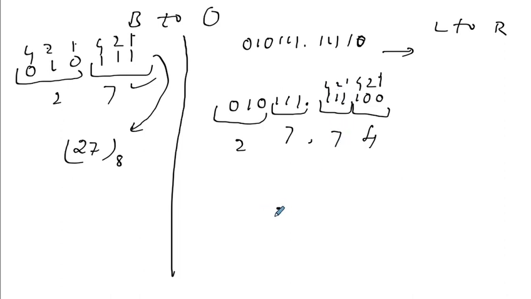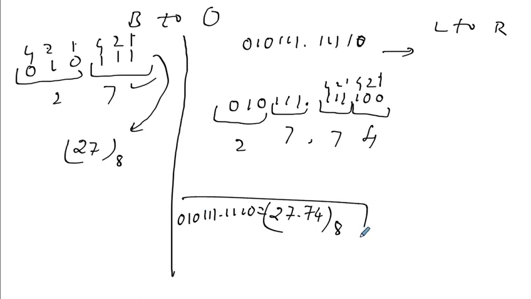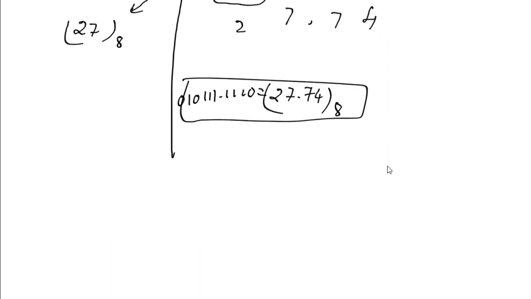So this number is 27.74 in octal, which is equivalent to 0101111.1110. This is how we can convert binary to octal and binary fractions to octal. I hope this is clear to you. I will give you some examples to solve, and you have to solve them.